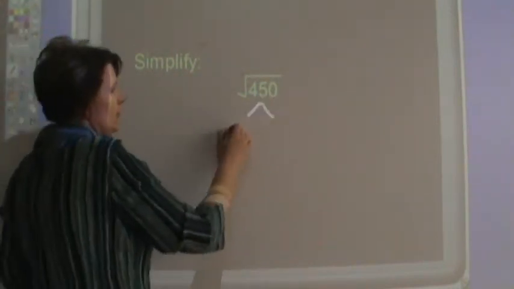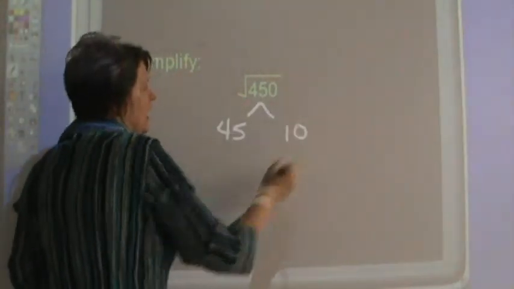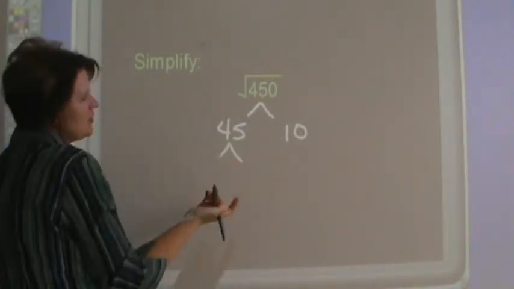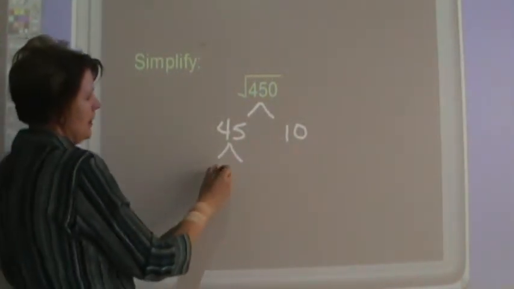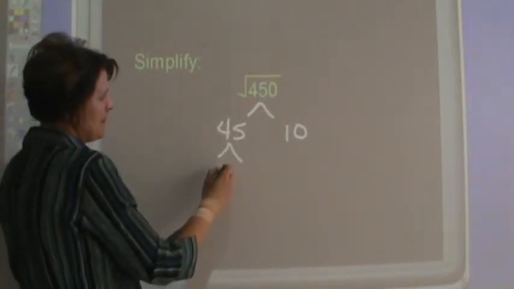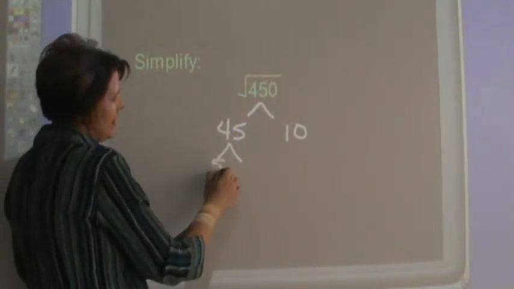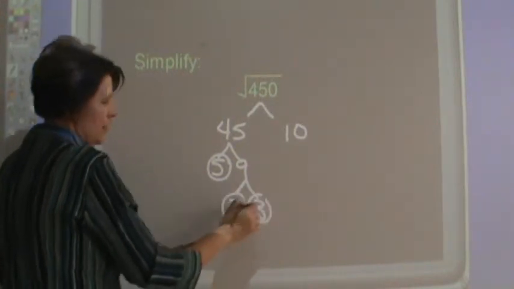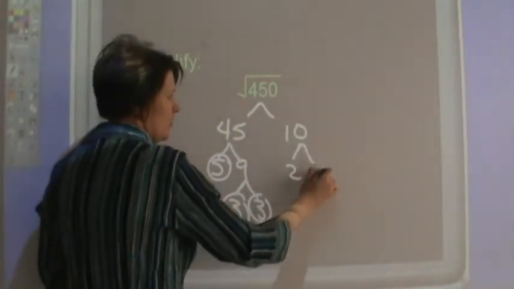Okay, so 450 would be 45 times 10. 45 is not prime, so I'm going to keep going. I'm choosing the prime factorization method, obviously. I'll switch on the next one if I can. So 5 times 9, that one's prime. Keep going. These are both prime, and those are both prime.